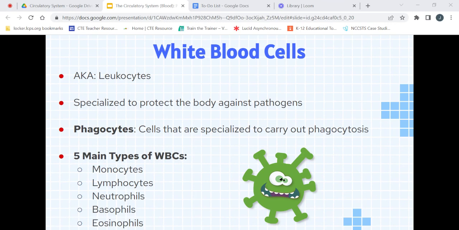There are 5 main types of white blood cells. The first one is monocytes, and they function to differentiate to form macrophages, or large scavenger cells, and dendritic cells, which destroy viruses. The number of monocytes may increase in monocytic leukemia and certain fungal infections.